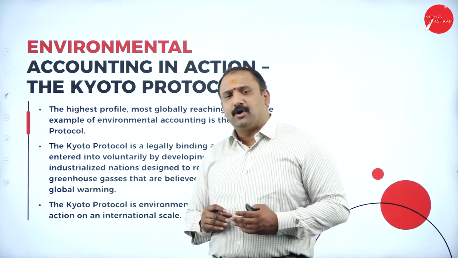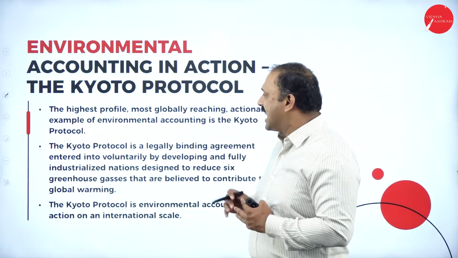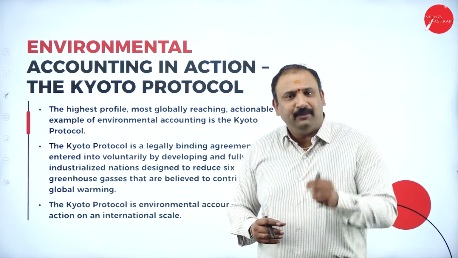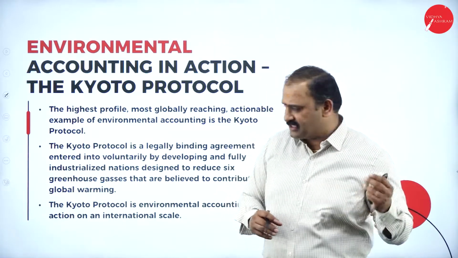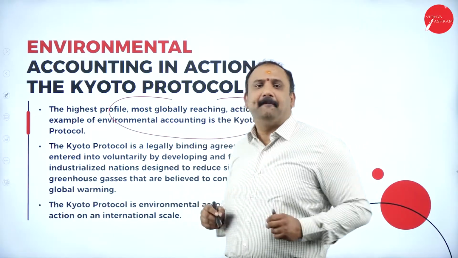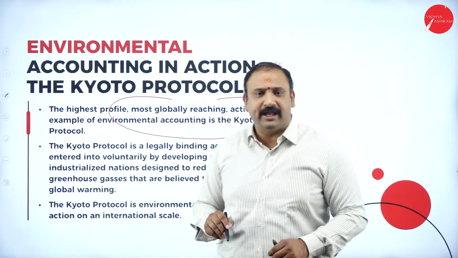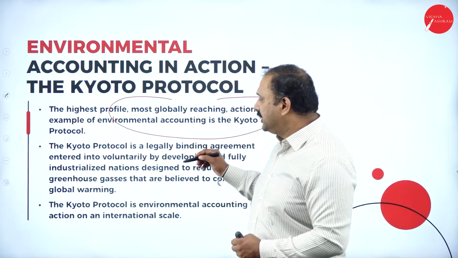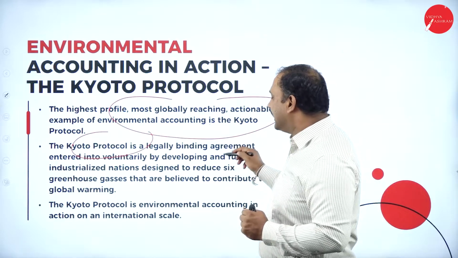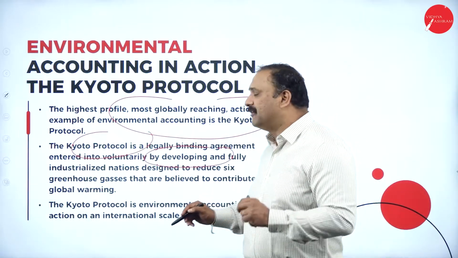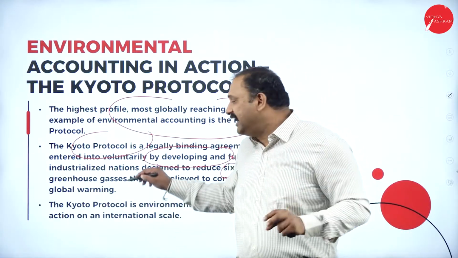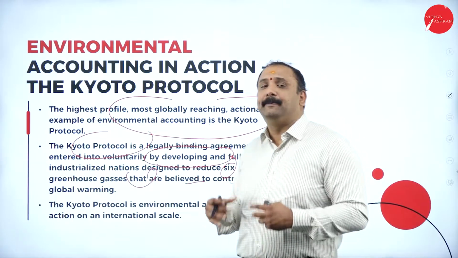Followed by, whenever we talk about environmental accounting in action, we start with the Kyoto Protocol, which talked about why we need to bring in environmental accounting. Starting here, the highest profile, most globally reaching, actionable example that we can talk about in environmental accounting is definitely the Kyoto Protocol. The Kyoto Protocol was a legally binding agreement entered into voluntarily by developed, fully industrialized nations, designed to reduce about 6 greenhouse gases that are believed to contribute to global warming.